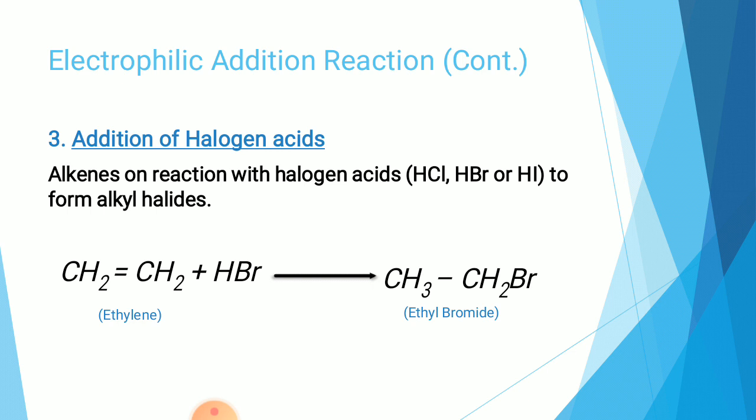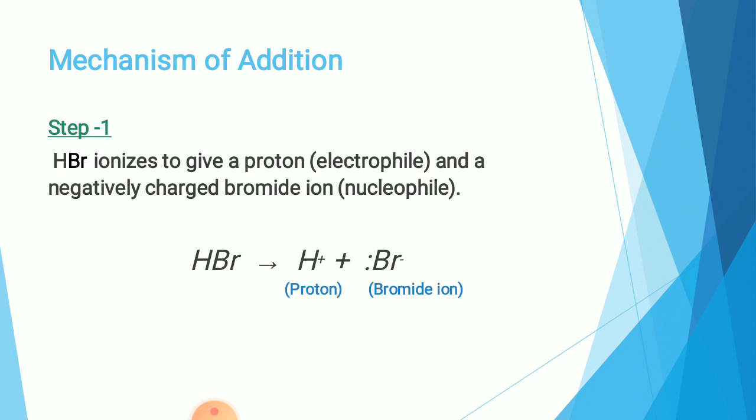So how does the reaction occur? CH2 double bond CH2, ethylene, when it interacts with hydrogen bromide, the hydrogen bromide again breaks into two parts, and it interacts across the carbon-carbon double bond. So finally it forms ethyl bromide. So what is the mechanism of this reaction?